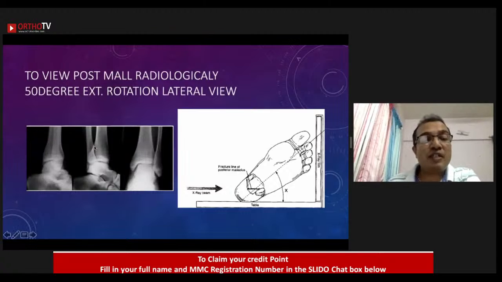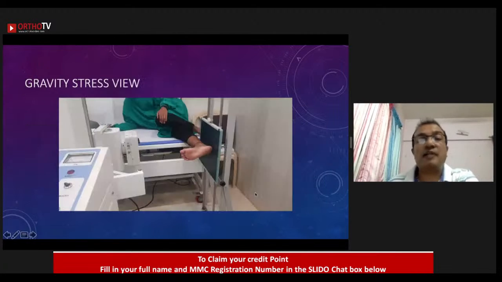For posterior malleolus, obviously CT scan is very helpful, but if you take this external rotation lateral view, where the cassette is on lateral side and the X-ray source is on medial side, external rotation around 45 degree shows you posterior malleolus better, because then fibula overlap is taken care of.